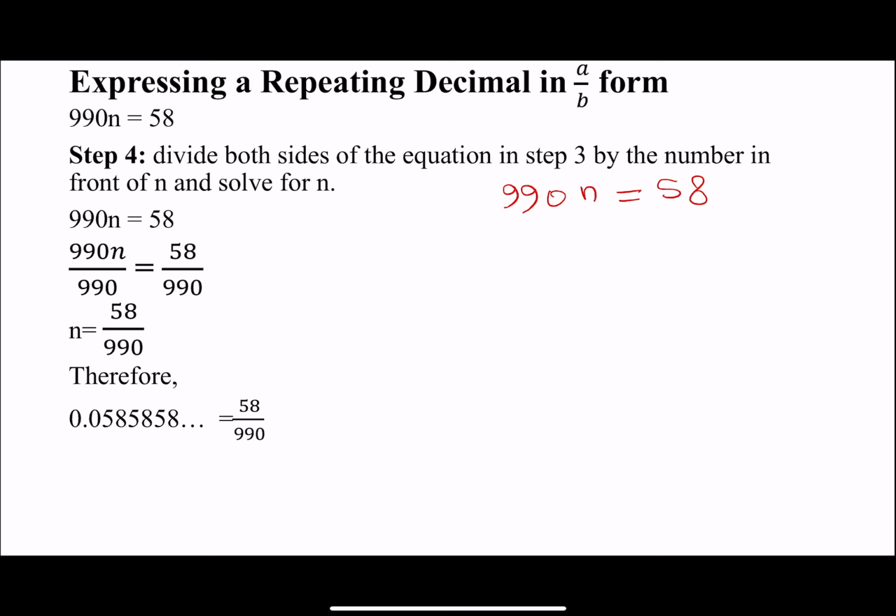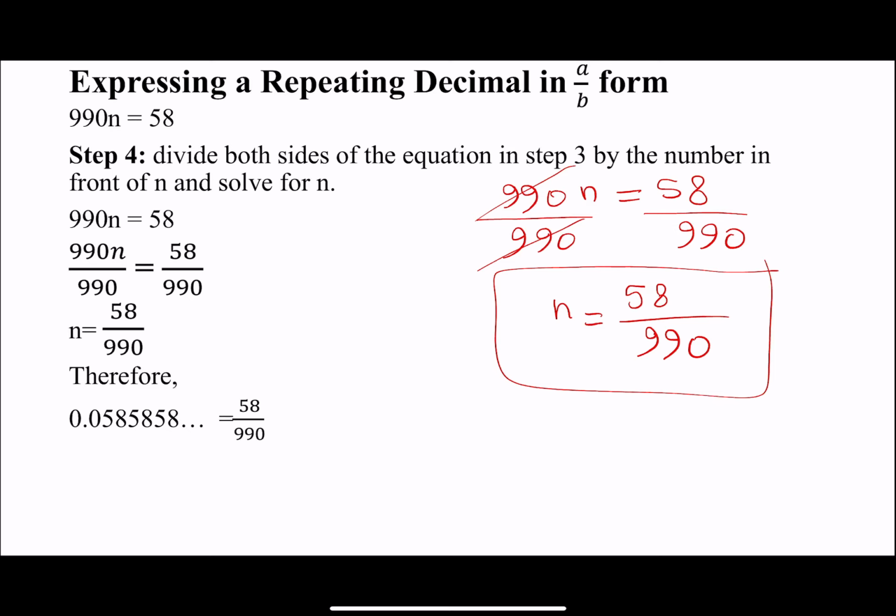I want to solve it for n, so I divide both sides of this equation by 990. On the left side, 990 and 990 cancel each other, so n is equal to 58 over 990. You can try it. Just divide 58 by 990. Yeah, what I get is 0.0585858, like that. So here we go.